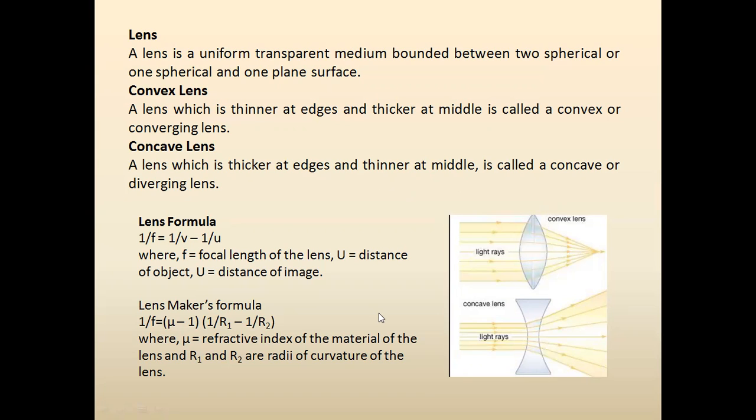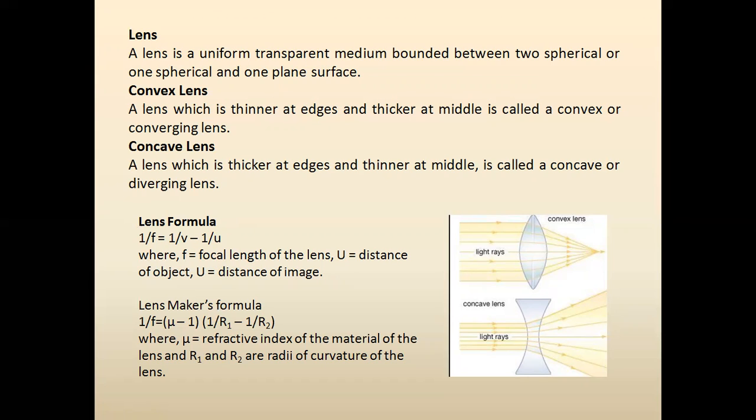Now the important thing is the lens formula. The lens formula is 1/f = 1/v - 1/u. And you know that f is the focal length of the lens, u is the distance of the object, and v is the distance of the image.